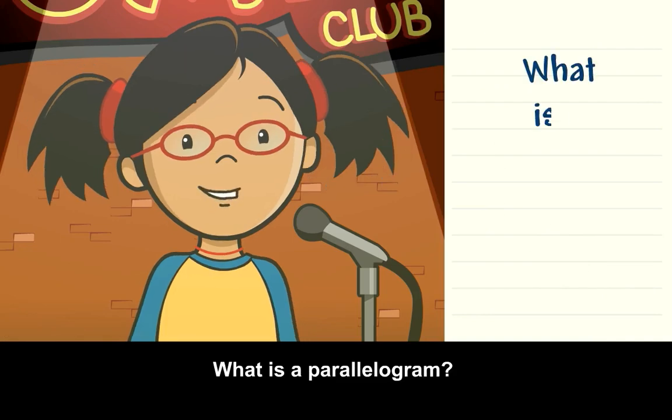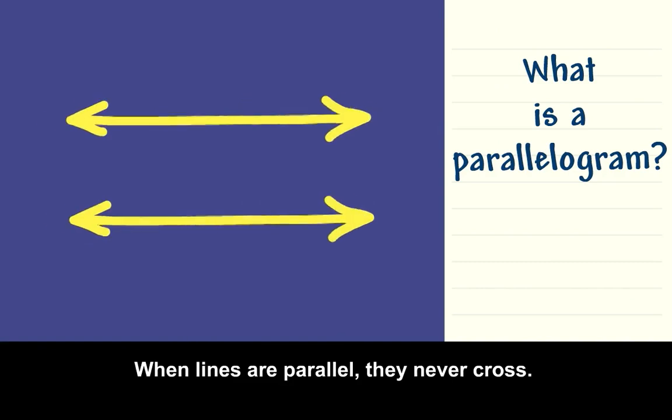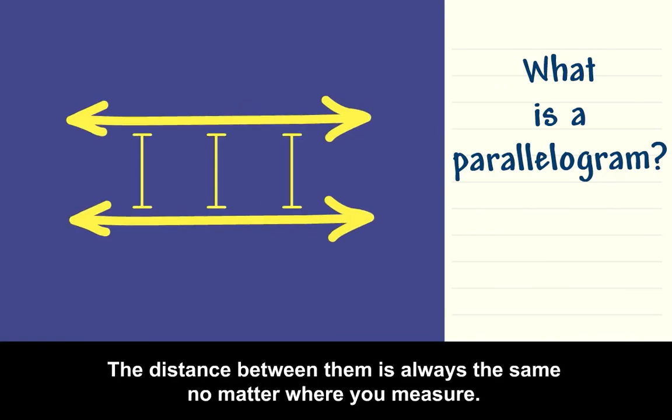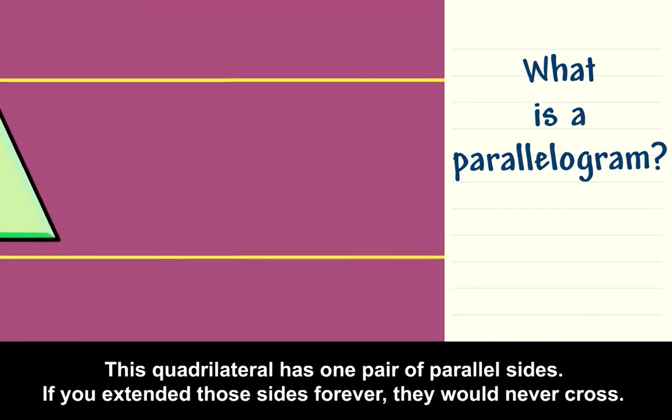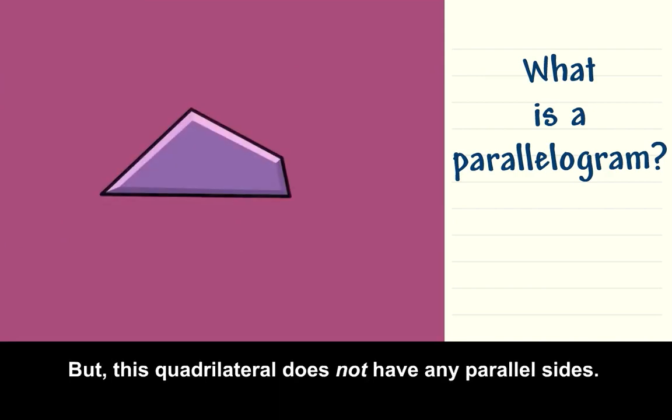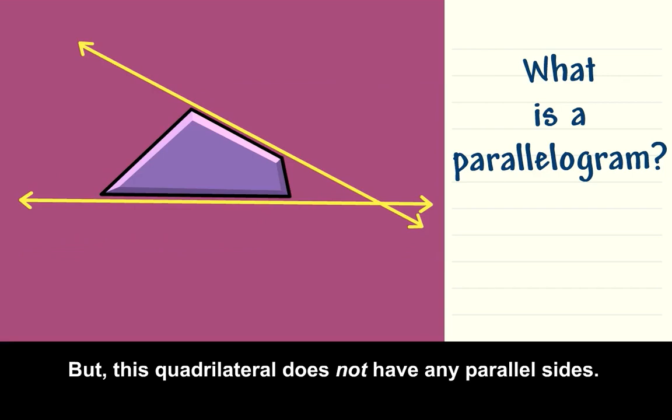What is a parallelogram? When lines are parallel, they never cross. The distance between them is always the same no matter where you measure. This quadrilateral has 1 pair of parallel sides. If you extended those sides forever, they would never cross. But this quadrilateral does not have any parallel sides.